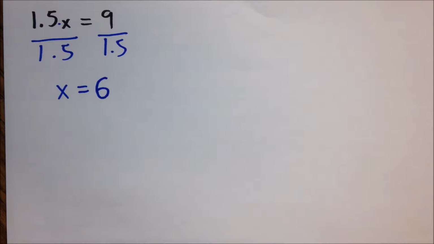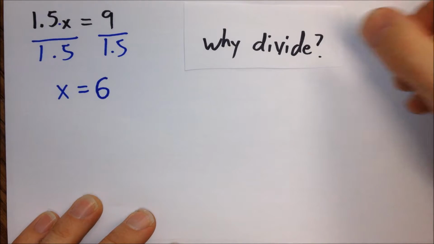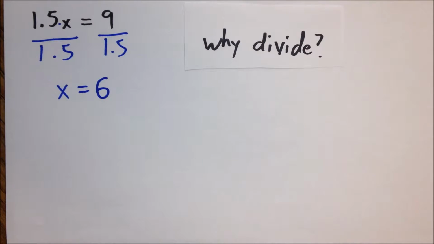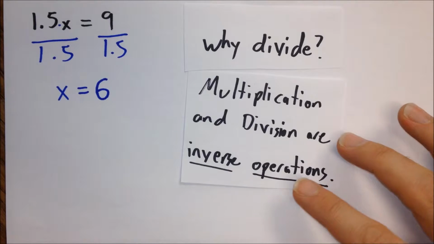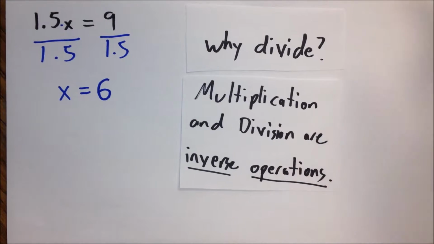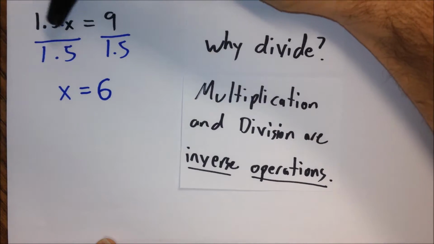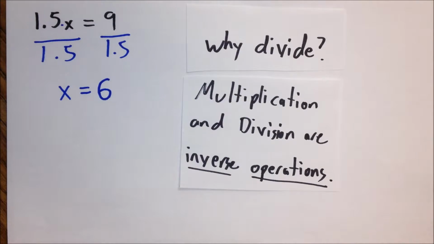But again, let's ask the same question. Why divide? Why not do something else in this problem? And again, the same reason we divide is because multiplication and division are inverse operations. So we started with x multiplied by 1.5. We want to somehow undo that process, so what we need to do now is divide by 1.5.